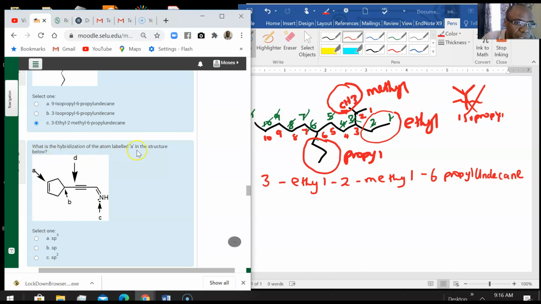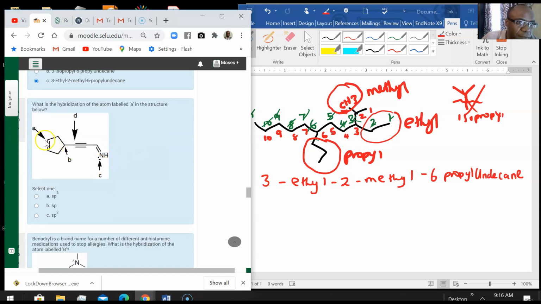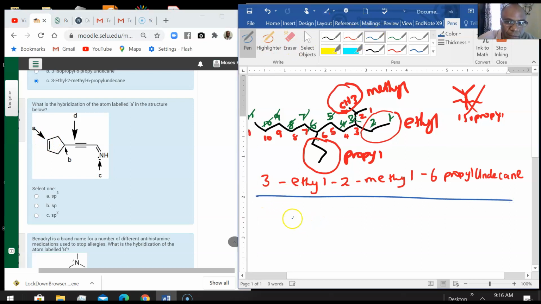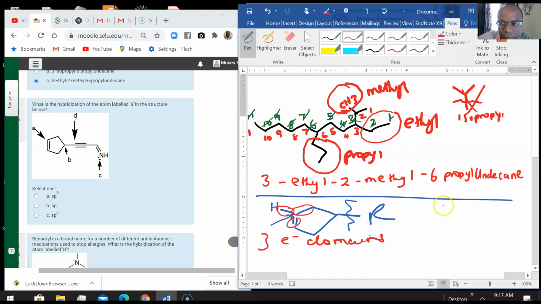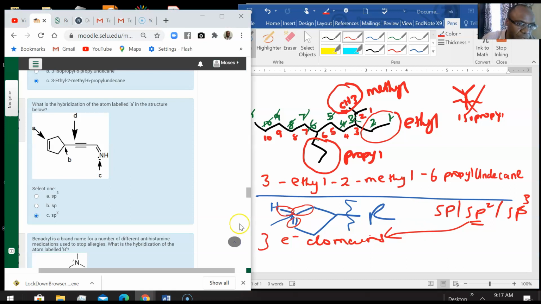What's the hybridization of the atom labeled A? So again, there's a hydrogen there, it's just not shown. I'm not going to draw the whole structure. There's a hydrogen here. Let me just call the rest of the structure R. So I have 3 electron domains. For hybridization, look at the electron domains. We have sp, sp2, sp3. The sp2 has one s and two p's. Those are 3 electron domains. So that's an sp2 carbon center.